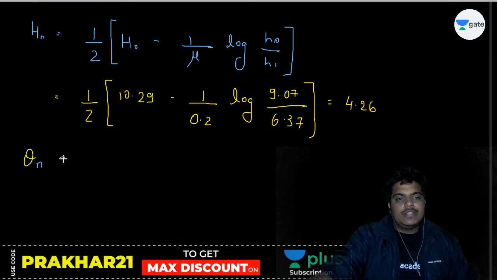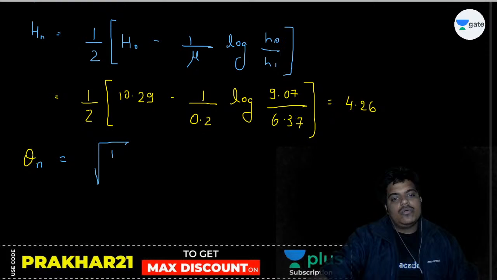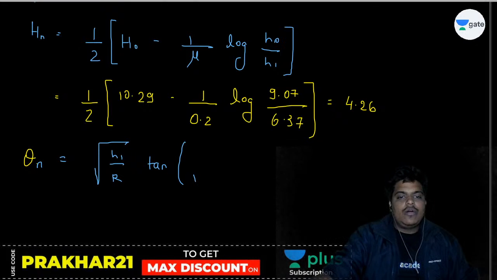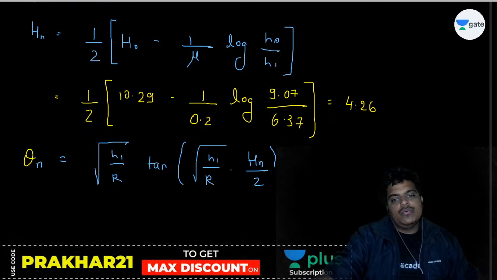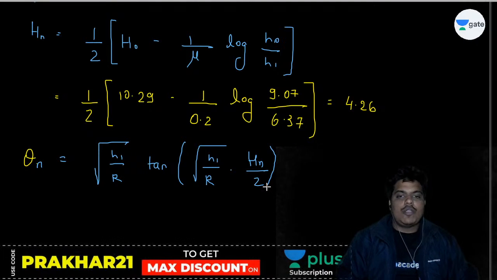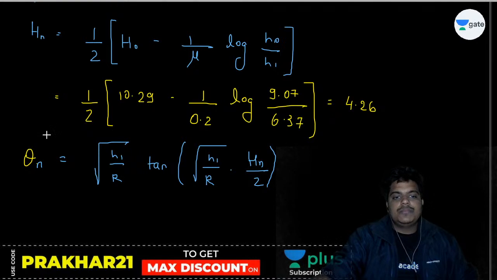Position of neutral plane. The position of neutral plane theta n is given by root over h1 by r, tan of root over h1 by r into hn by 2. Is it clear? This is the formula for theta n. You just put in the values.